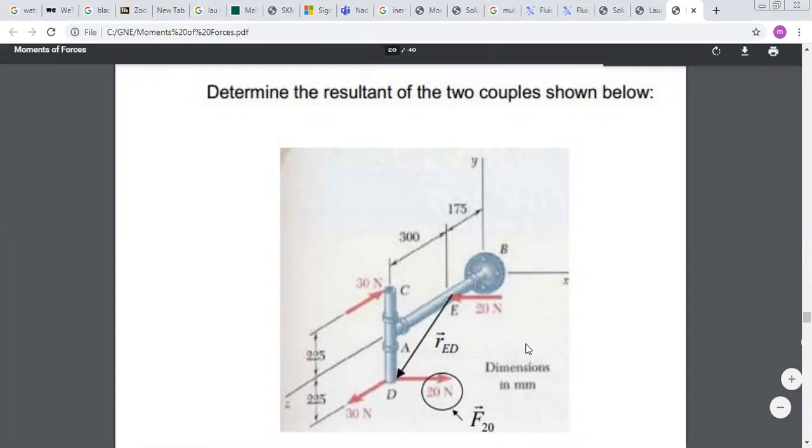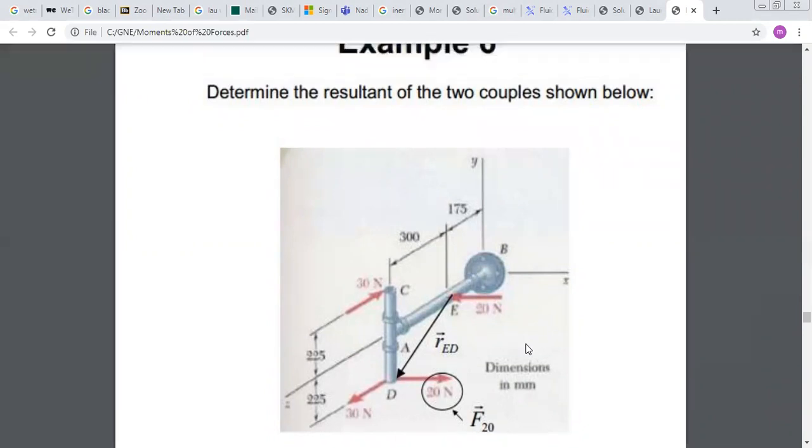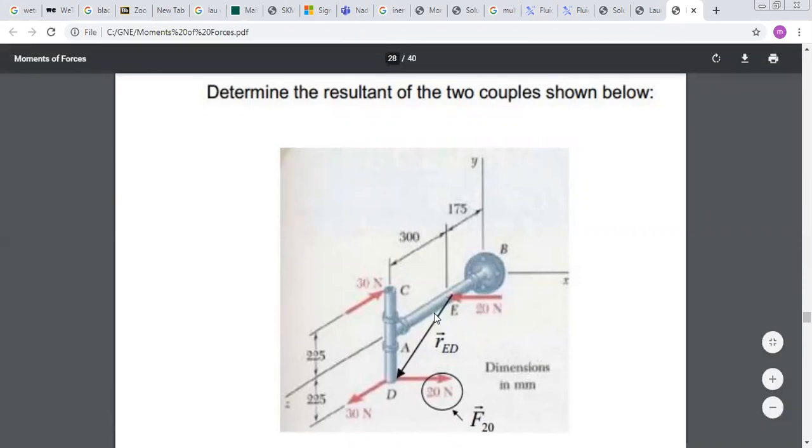So we have here in this figure, we want to determine the resultant of the two couples shown below. You have two couples of forces, 20 Newton and 30 Newton. And you want to find for each one what is the couple, and then you should do the summation, because they want you to find the resultant of the two couples.